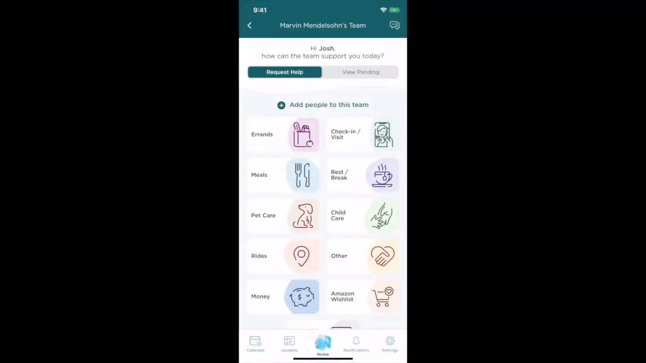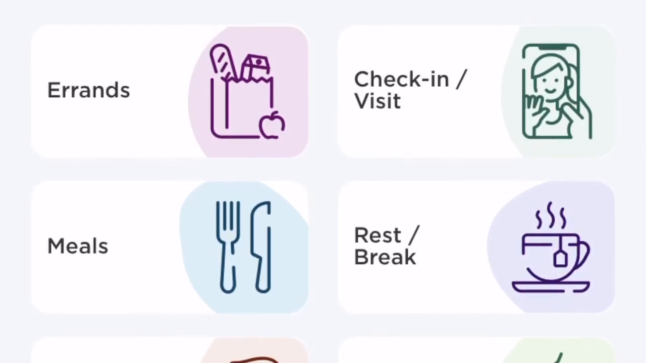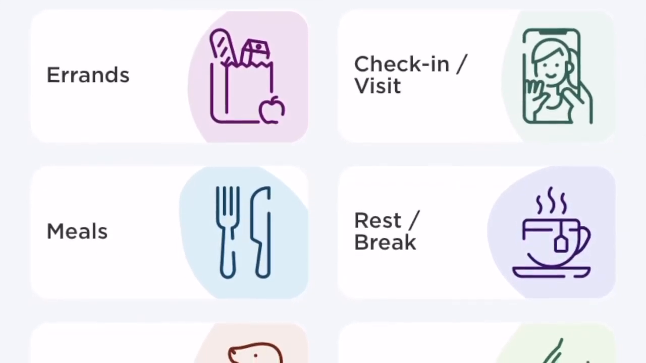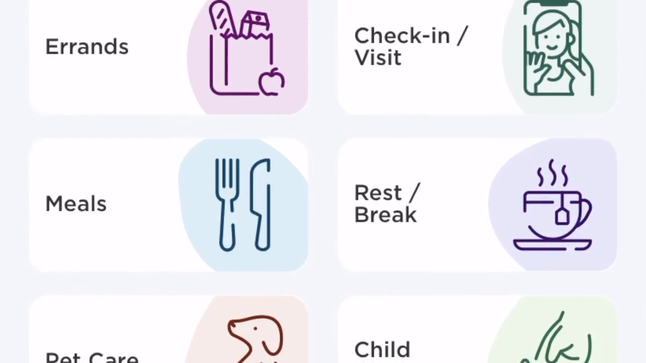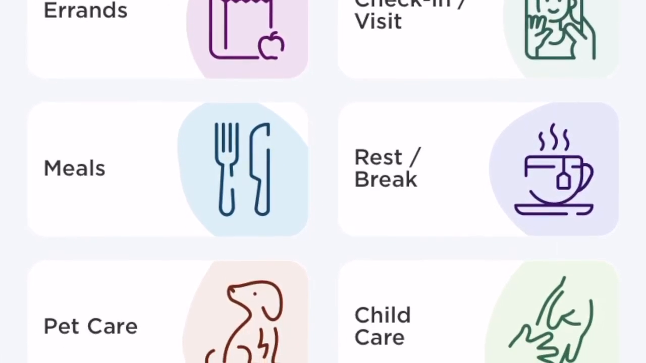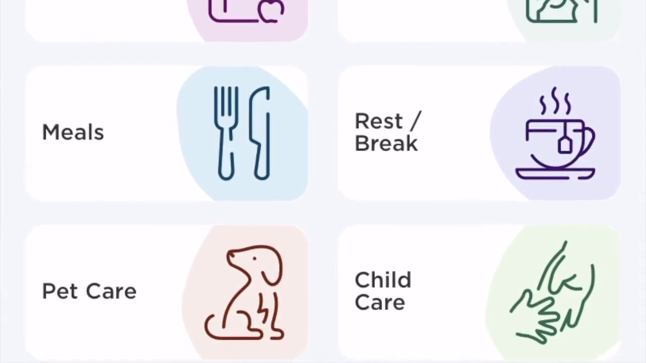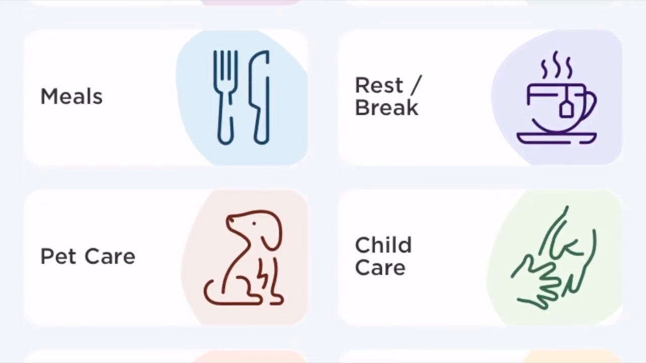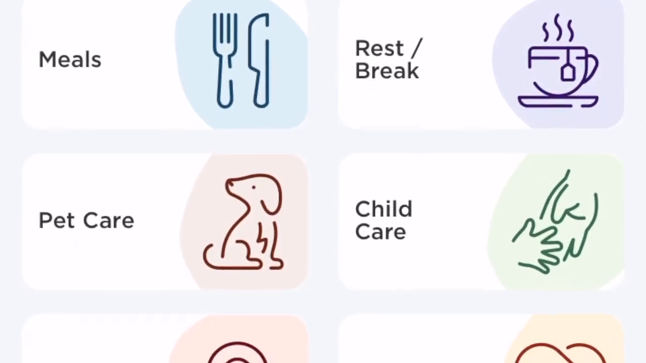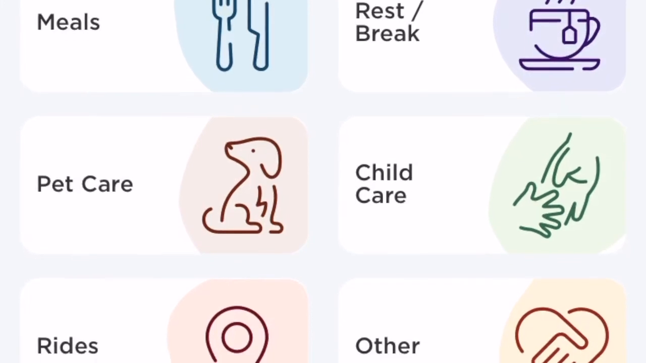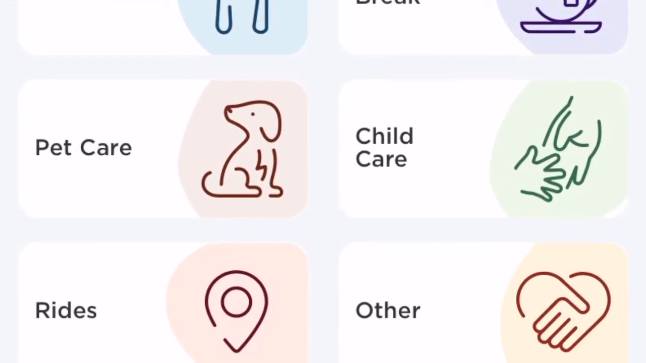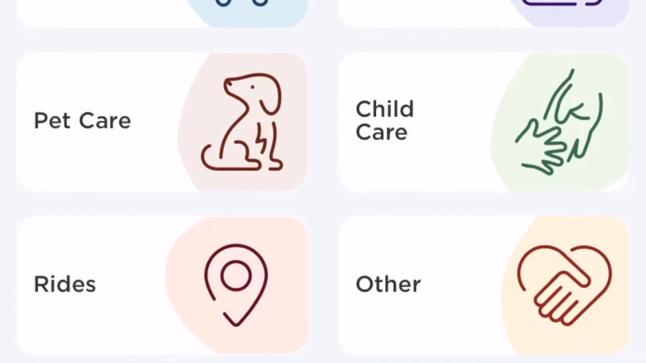To create a request, go to your home screen and tap on one of the categories. We have built-in choices for getting meals delivered, coordinating rides, scheduling check-in calls and visits, help with errands and housework, assistance with child and pet care, and more. The more specific a request is, the more likely someone is to accept it, and it also ensures that you won't have 10 meals delivered one night and none when you really need it.